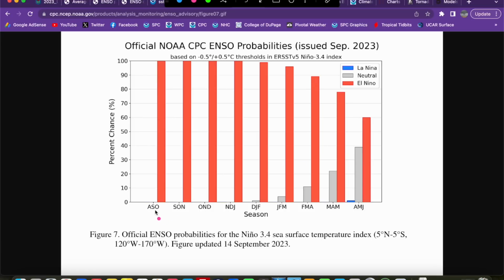So August, September, October, September, October, November, December, and so on and so forth. The vertical axis represents the percent chance of each phase happening, and the horizontal axis represents time. The orange bar is for El Niño, and you can see that we are maxed out for the foreseeable future. 100% chance of El Niño for the next several months, at least through that November, December, January timeframe, with continued extremely high probabilities above 95% through that January to March 2024 period.